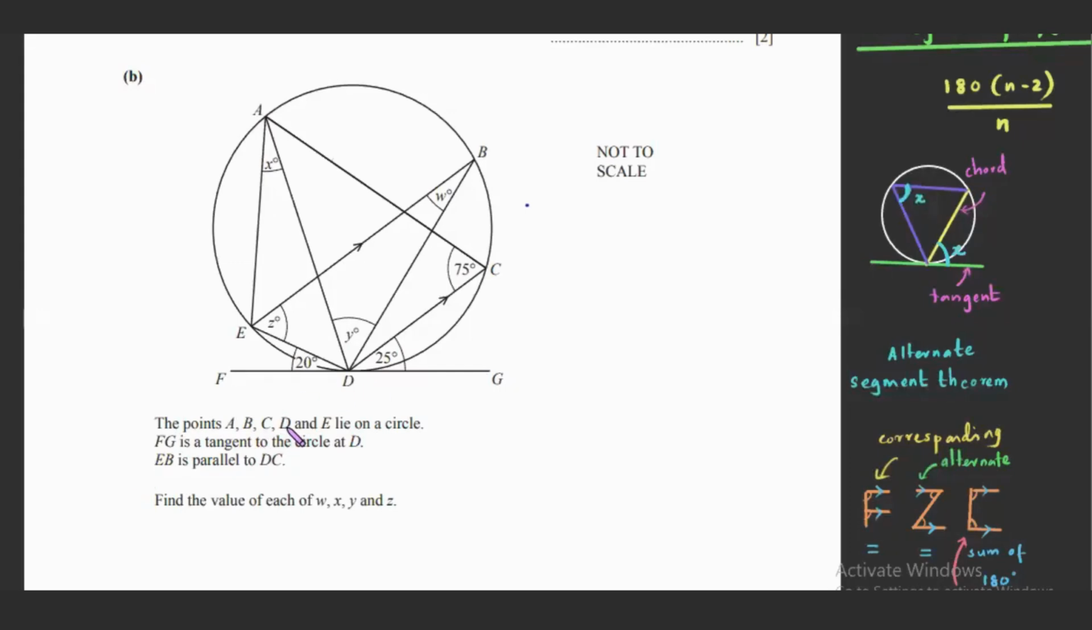The points A, B, C, D, and E lie on a circle. If G is a tangent to the circle at D, EB is parallel to DC. So that's already marked in the diagram. And we need to find these 4 angles.